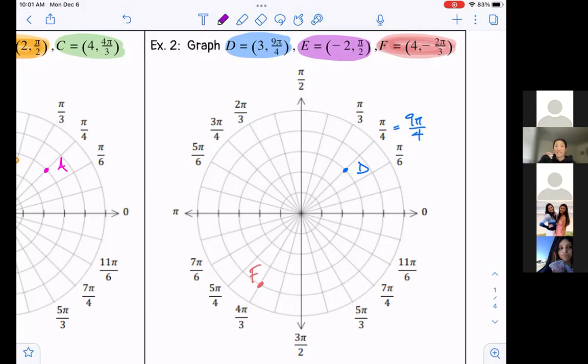Yeah, exactly. So we're going to go to our angle first, just like we've been doing, right? We're going to go to pi over 2. But this time, instead of counting in the up direction to go 2 circles out, we're actually going to go down to represent that negative 2. And so we would end up over here. We could call that E as an elephant.